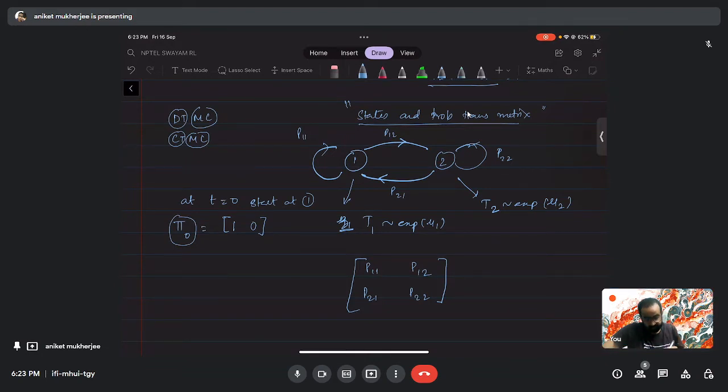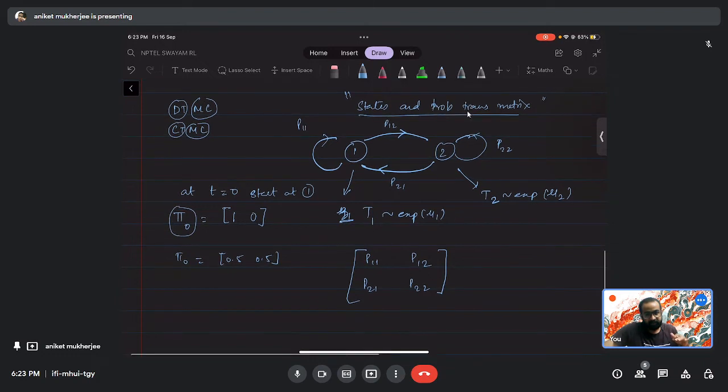Right. So now, this is when you have the deterministic case. You could be like, okay, I don't care where I start. I could have 0.5 probability of starting at 1, 0.5 probability of starting at 2. So pi 0 could also be 0.5, 0.5. Okay, so now do you see that here your pi's are the probability that you visit state 1 and the probability that you visit state 2 at time t equal to 0.